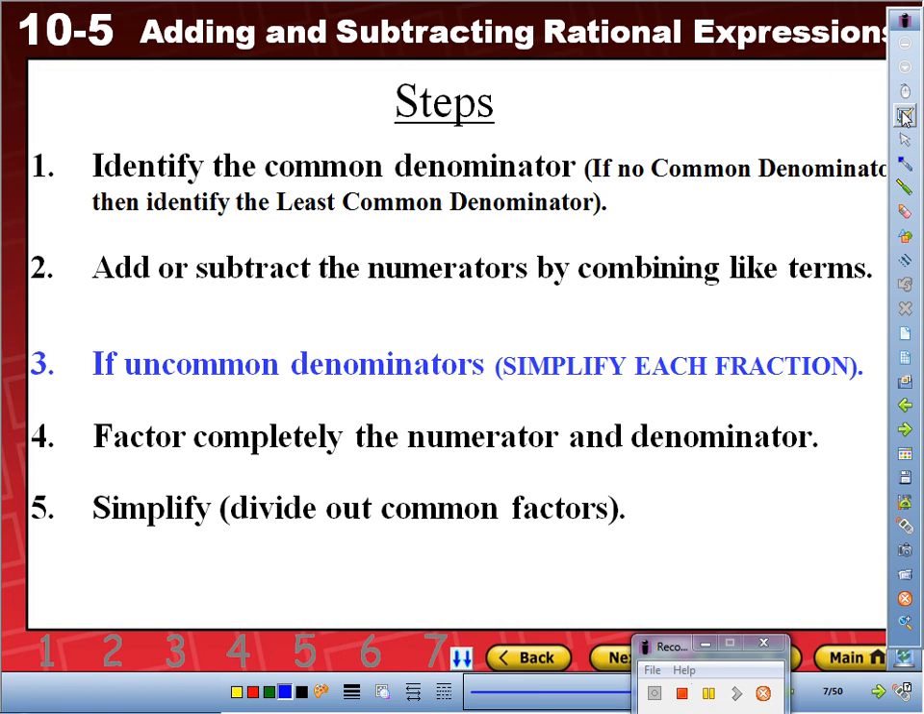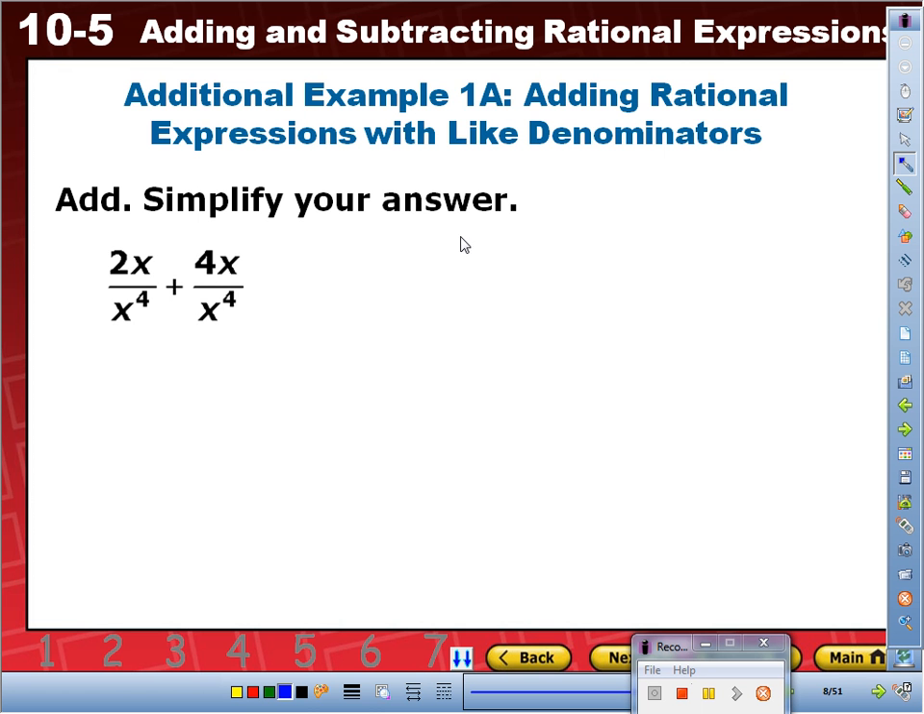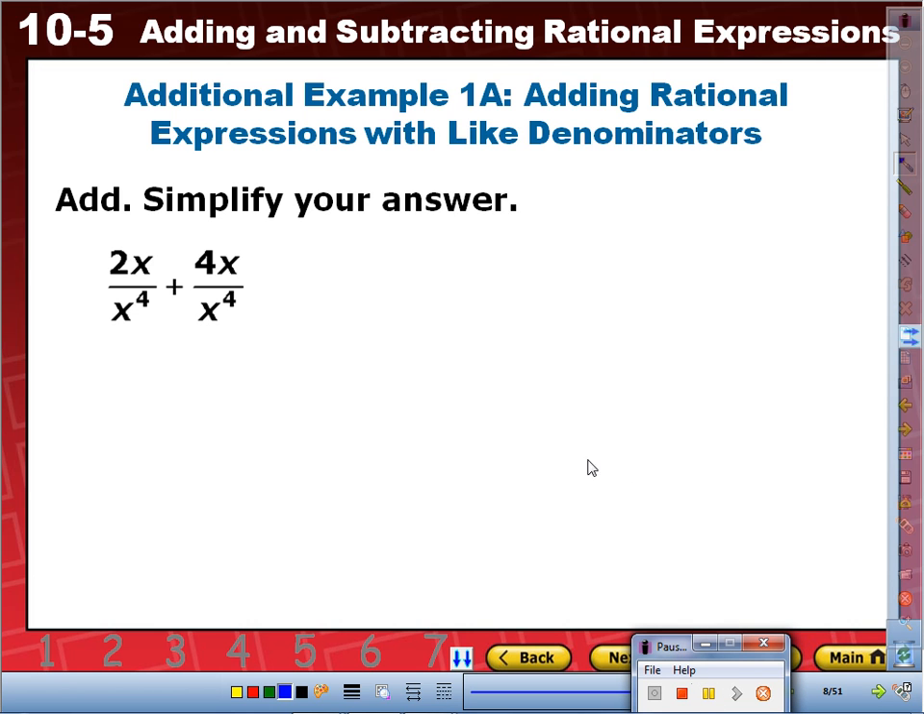Example 1A. It says, add, simplify your answer: 2x over x to the 4th plus 4x over x to the 4th. Copy that. Okay, here we go. So, pens down, eyes up here. I'm going to go over this one step by step to make sure you got this. And then from there, we'll do another one together. Writing utensils down.